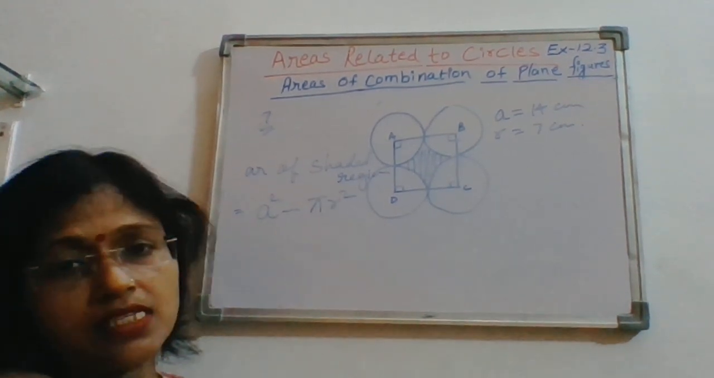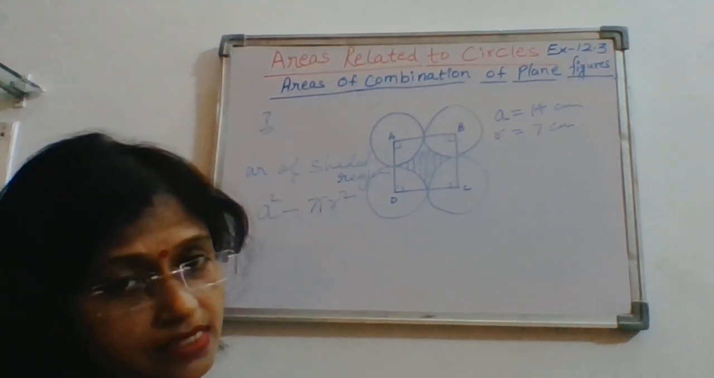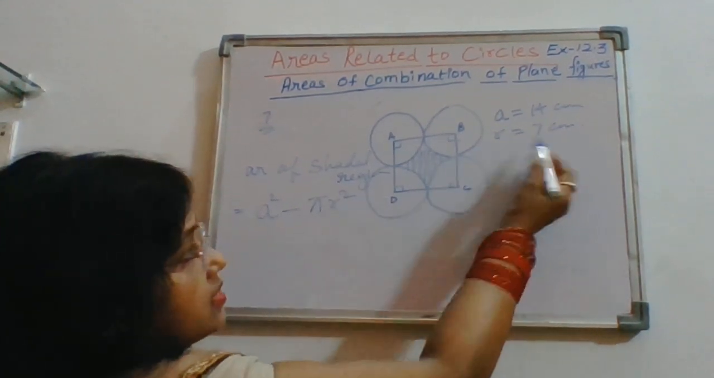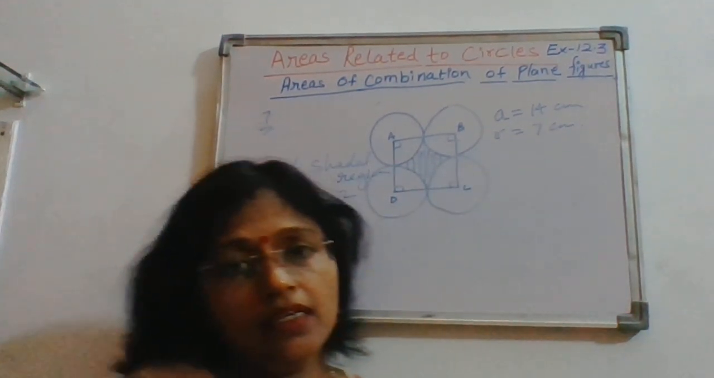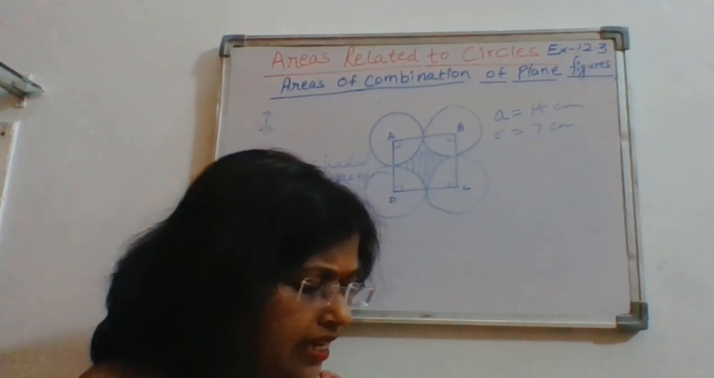Area of the square is side square, a square, minus area of the circle is pi r square, and we know that a is 14 and radius is 7. You can get the area easily. Now question number 8.